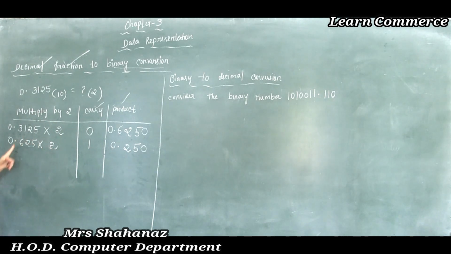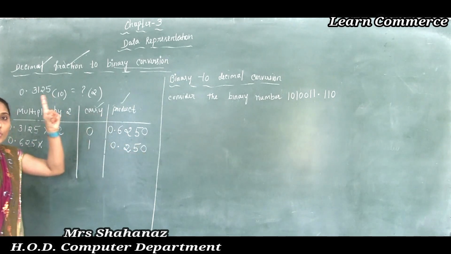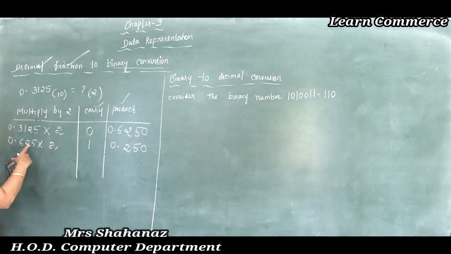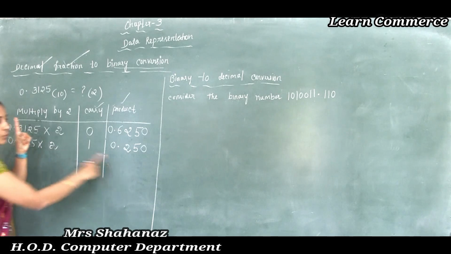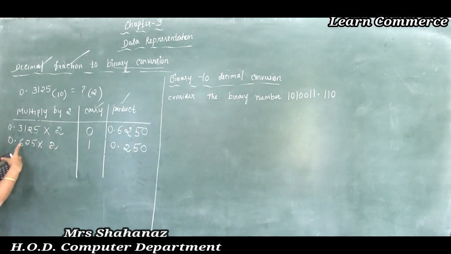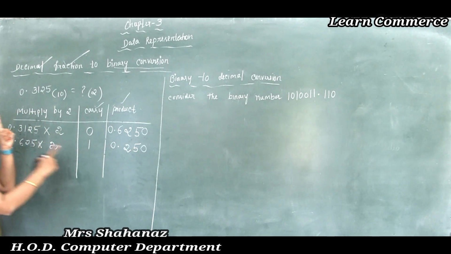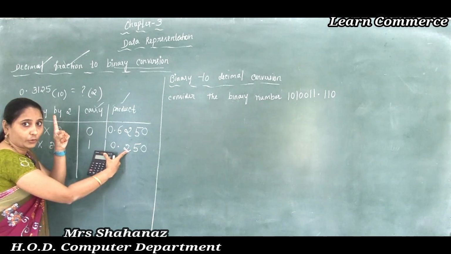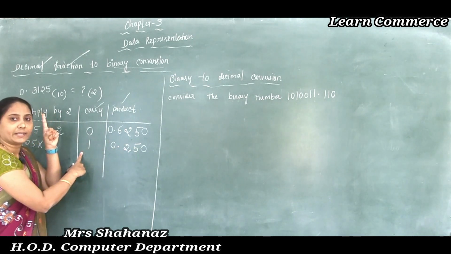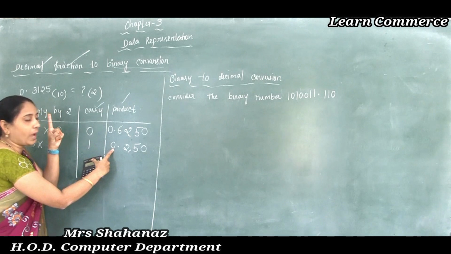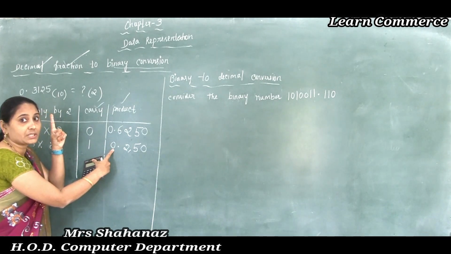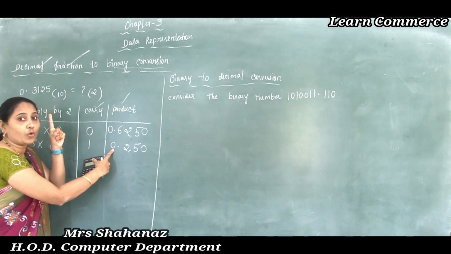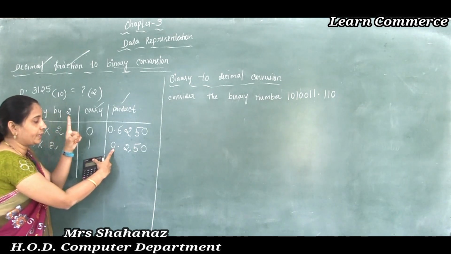When I multiply, we know 2 5s are 10, so 1 is carry. 2 2s are 4 plus 1, that is equal to 5 here, and 2 6 are 12, that means we need to write 2 here. Correct? No? And 1 is the remaining, that is called the carry. So 0 I need to write here. So clear? These are the rules we need to follow while converting a decimal fraction to binary.